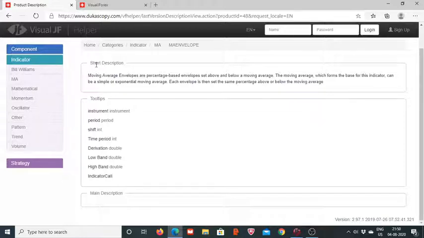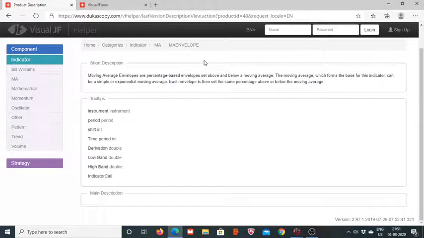For a short description, this is a percentage based envelope which will be set on both sides, on the higher side as well as on the lower side of the moving average, and we have to choose what percent we want to add or subtract to form this band. In case of this MA envelope, the underlying moving average can be simple or exponential, and as I said, we have to set the same percentage above and below the moving average.